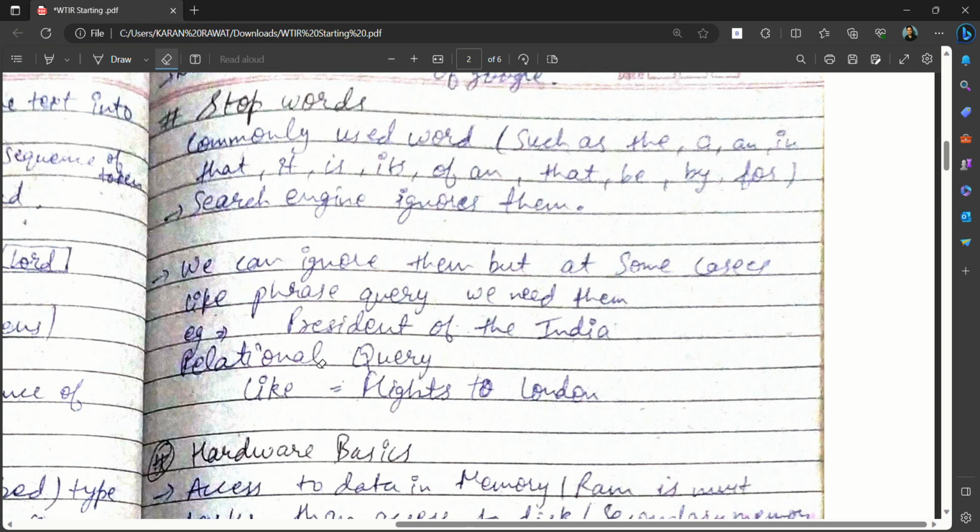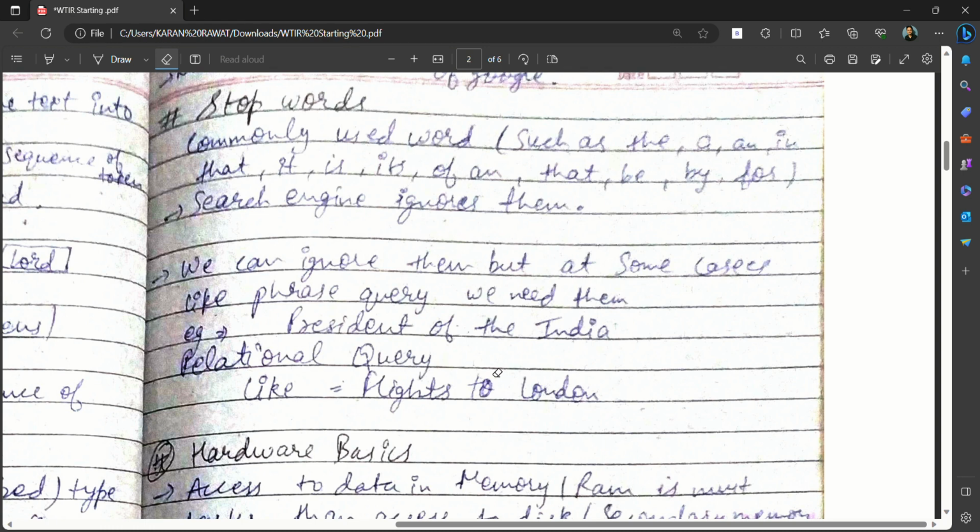We also have relational queries, like "flights to London". Here "to" is a stop word, and we cannot ignore it, because if we write "flights London", it does not show the proper or accurate result which we want. "Flights to London" will show an accurate result. So here "to" is a stop word and it plays a very important role. We can't ignore them whenever we are using a phrase query or a relational query.